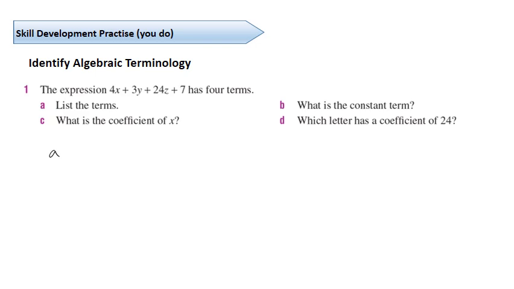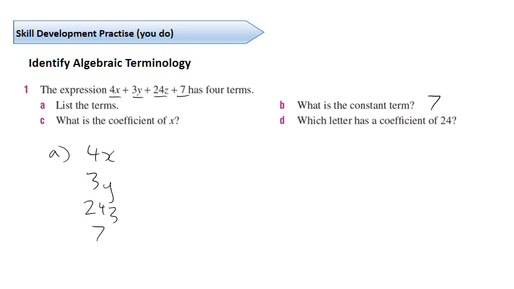So for A, list the terms. You've got 4 of them: 4x, 3y, 24z, and 7. What is the constant term? The constant term is 7. It's the only number by itself.